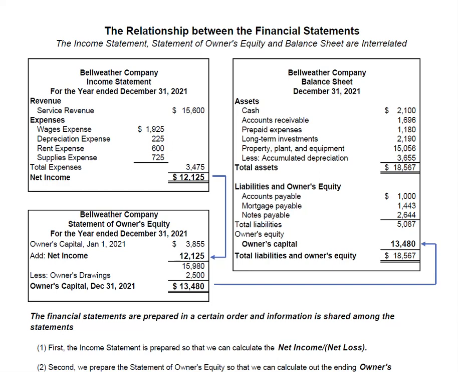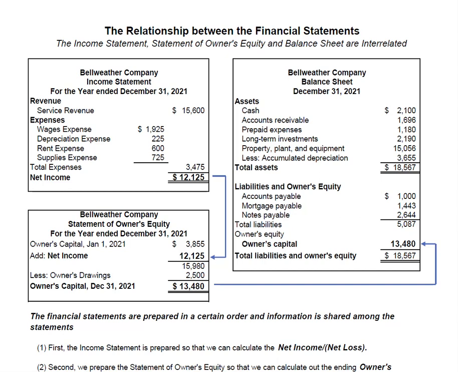In this video, we're going to talk about the relationship between the financial statements. In this course, we're going to cover three financial statements. They are the income statement, the statement of owner's equity, and the balance sheet. Now, the financial statements are prepared in a certain order. And the reason that they're prepared in that order is because information is shared among the statements.